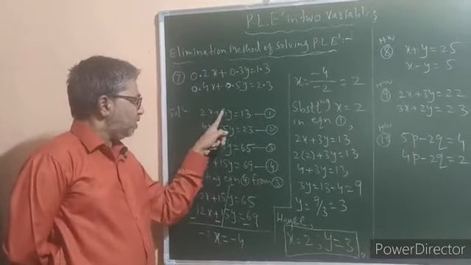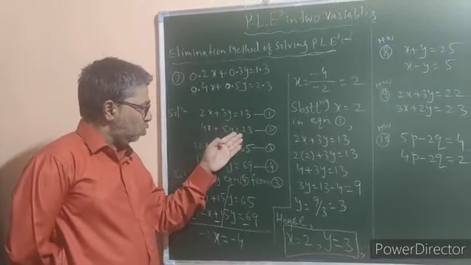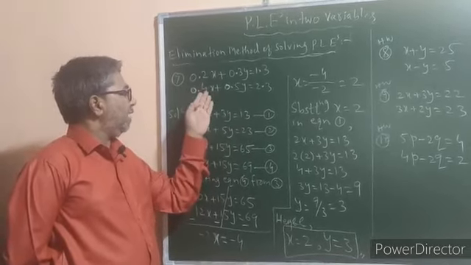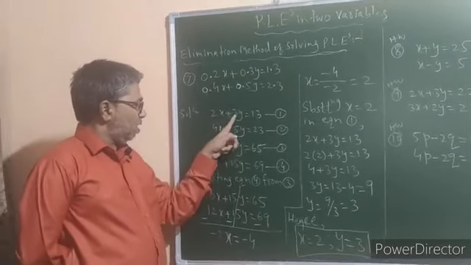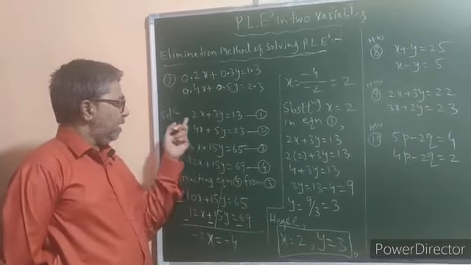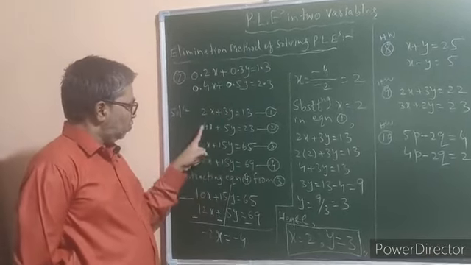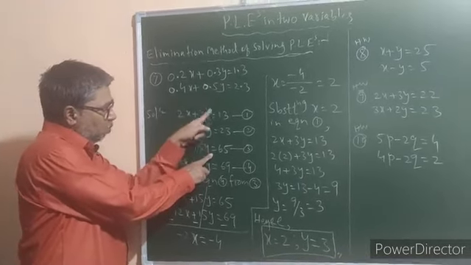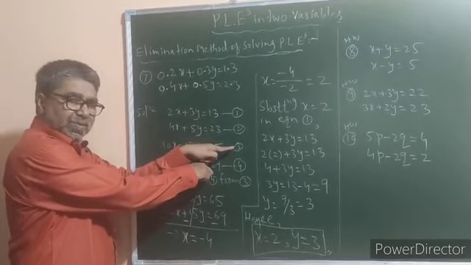So hence 2x plus 3y is equal to 13, equation number 1. 4x plus 5y is equal to 23, equation number 2. These two equations we got by eliminating the given decimal point. Now the coefficients of y are different here. Let us make them equal by multiplying equation 1 by 5 and equation 2 by 3. So 5 2s are 10x plus 5 3s are 15y is equal to 5 13s are 65. Call this equation number 3.